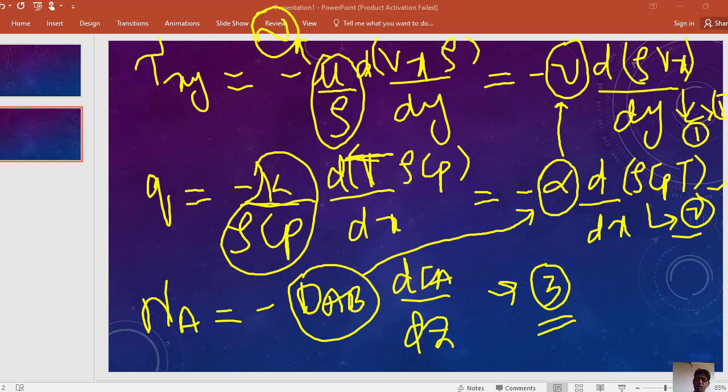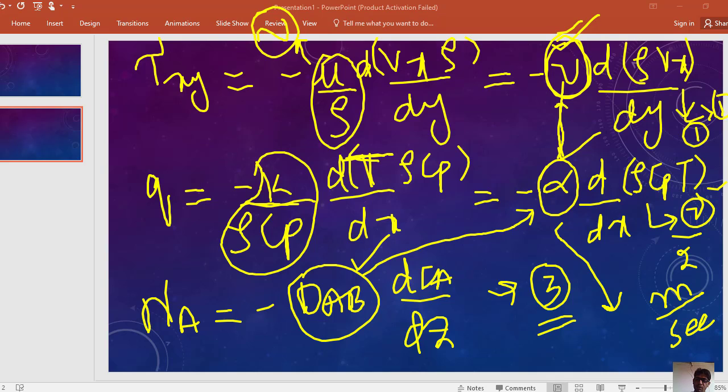And the unit of all these diffusivities, the unit of momentum diffusivity, the unit of heat diffusivity, the unit of mass diffusivity is the same. The unit of all three diffusivities is square meter per second. So the unit of momentum diffusivity is square meter per second, the unit of thermal diffusivity is square meter per second, the unit of mass diffusivity is square meter per second. So the unit of all these three quantities is the same, which is square meter per second. Now these equations 1, 2 and 3 are for the laminar flow.